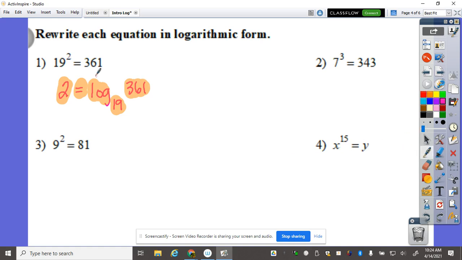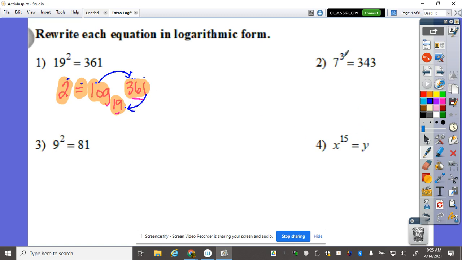Some textbooks or teachers say it as 2 is equal to log base 19 of 361. So it doesn't matter as long as I do it this way: 2 is equal to log of 361 with a base of 19. So it really depends. Everybody has a different way, so I always go with 361 with a base of 19.